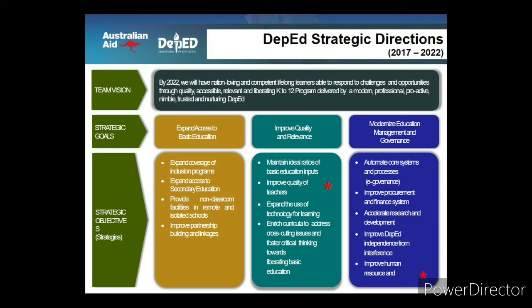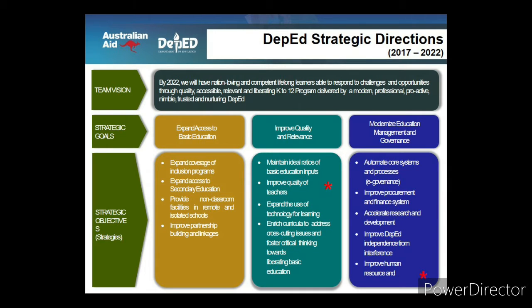I would like to present to you the DepEd strategic directions from 2017 to 2022, in which the vision is, by the year 2022, we will have nation-loving and competent lifelong learners able to respond to changes and opportunities through quality, accessible, relevant, and liberating K-12 program delivered by a modern, professional, proactive, nimble, trusted, and nurturing DepEd.